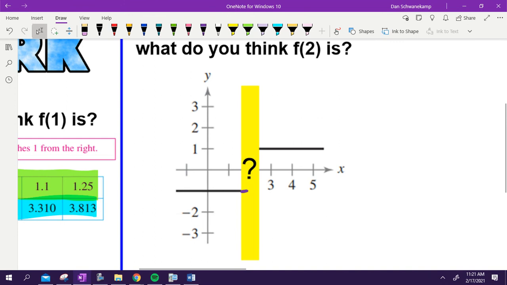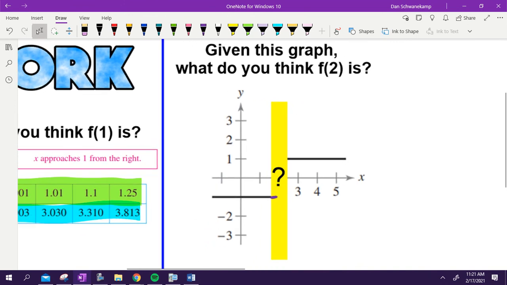Okay? What do you think, given this graph? So we just looked at a table. Given this graph, what do you think f of 2 is? So f of 2, that mystery spot on the graph behind that line. What do you think it is? Show me with your fingers. What do you think? Seeing some zeros, some negative ones, some people with some weird symbols.